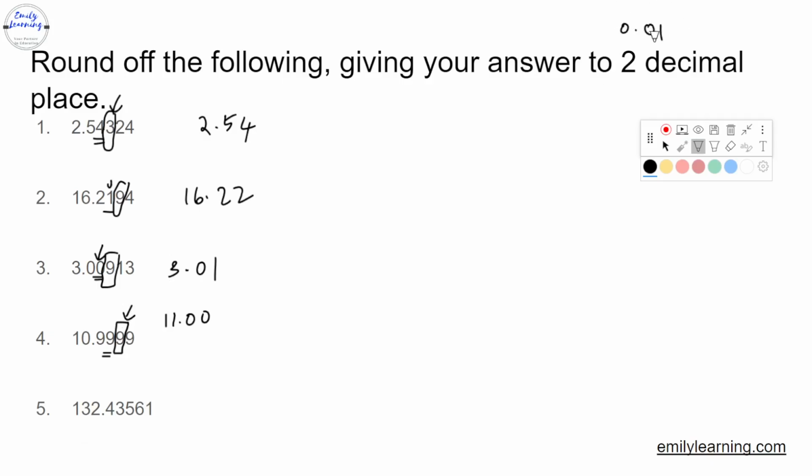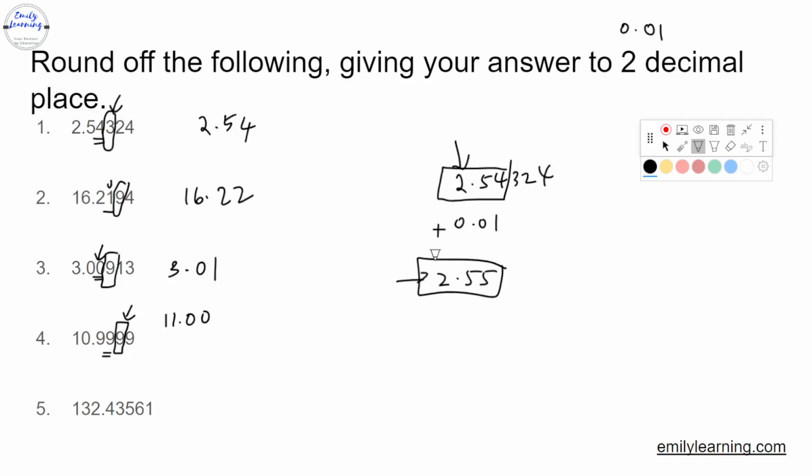0.01. Alright, so if you take a look at this, if I'm going to round off 2.54324 to two decimal places, it is either going to be 2.54 or I'm going to add 0.01, which is 2.55. So these are my two options only when I'm going to round this number off to 2 decimal places.